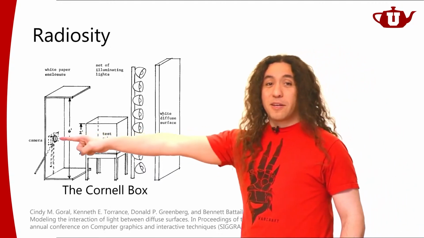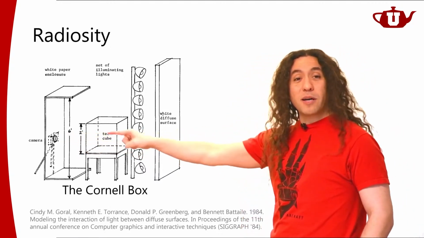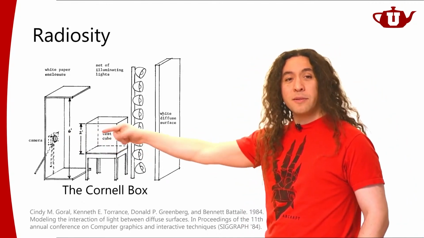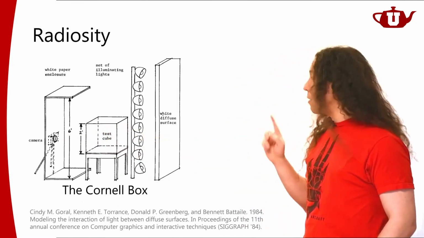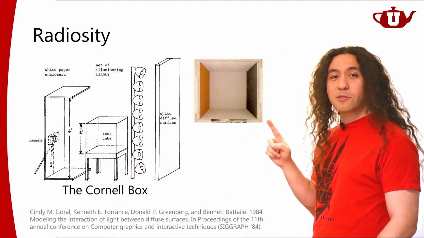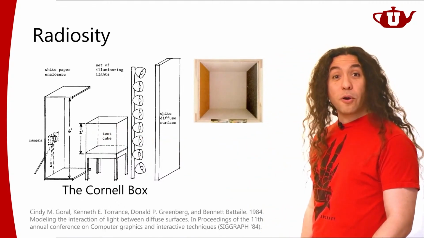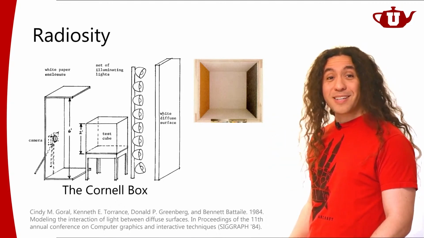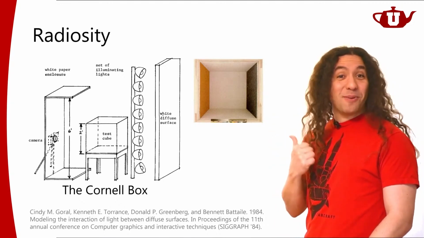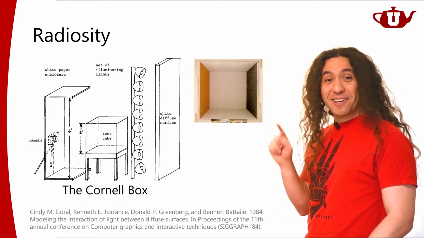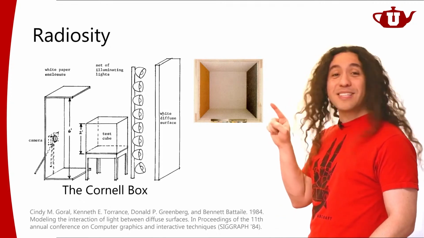There's a camera over here. This camera is taking a photo of this box. One side of this box is open. The others are walls. So if you take a photo of this box, it looks like this. This is an actual photo of this Cornell box. Looks like the one that we've seen a few slides ago, right? So this is the famous Cornell box scene.